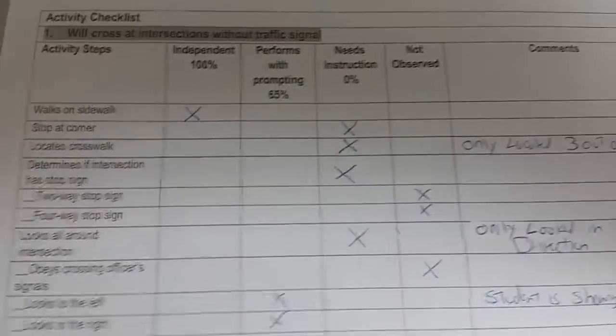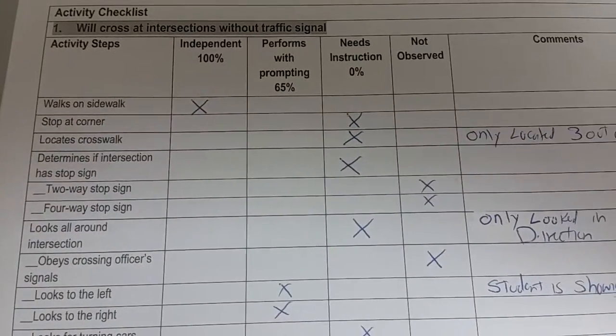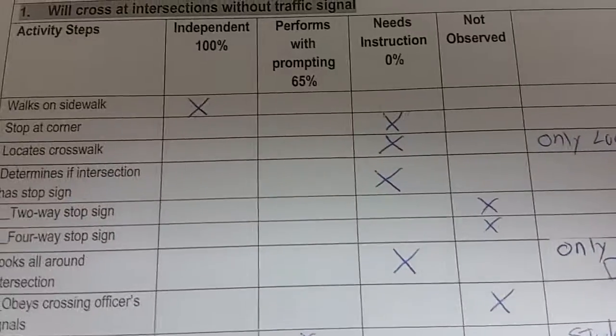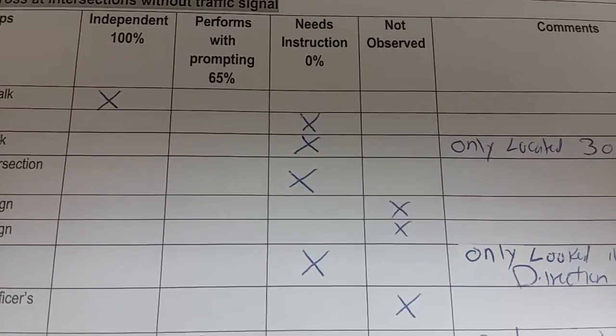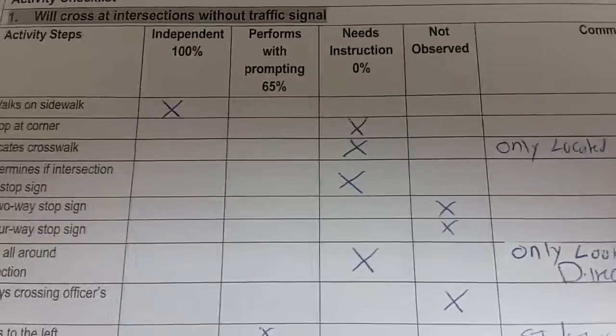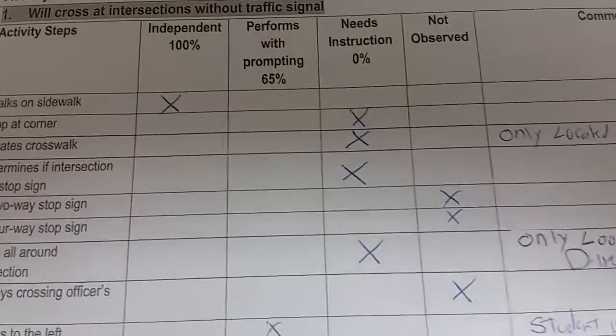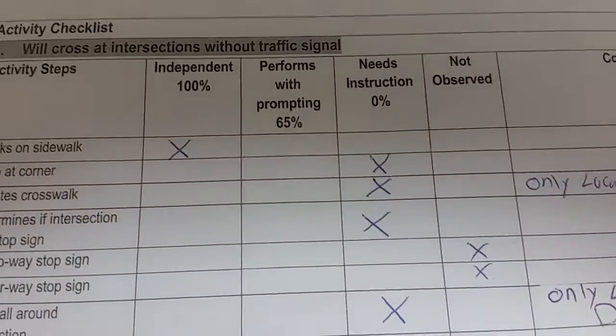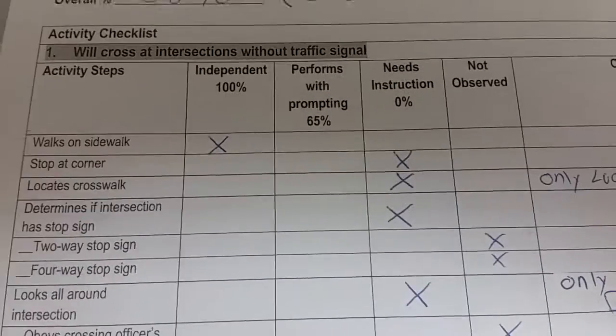So as we go through, hopefully this number will rise up, and we can show that when we write the summary. As you go down through, you can see the terms of intersection has stop sign. Of course, two-way stop sign. Of course, she didn't see one, so it's not observed. And if we check not observed, that's okay because it's not counted. We don't count that towards the percent. We're only counting what we see. What the student actually tries to do is the only thing that goes into this percentage.